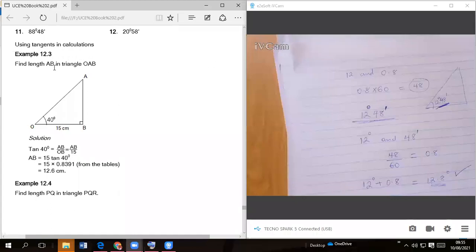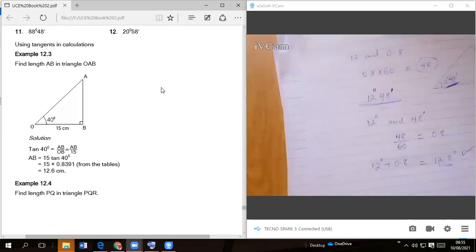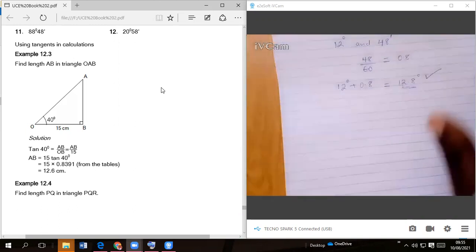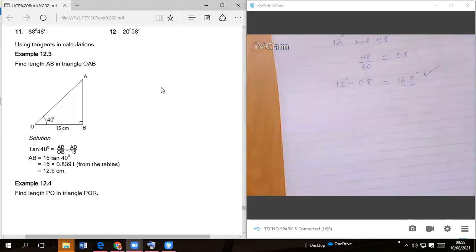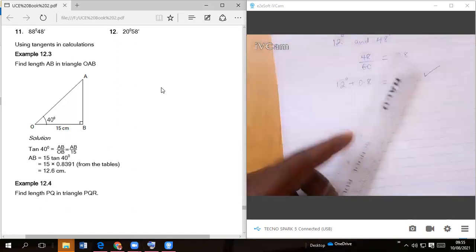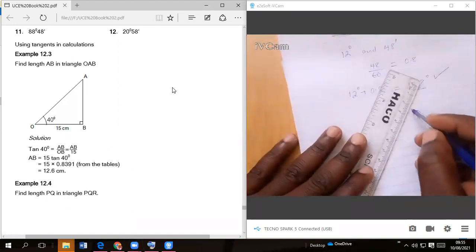Find the length AB in the triangle OAB. So they're telling you to find the length. How would you find the length of that triangle? So we have our triangle here. Can draw it.